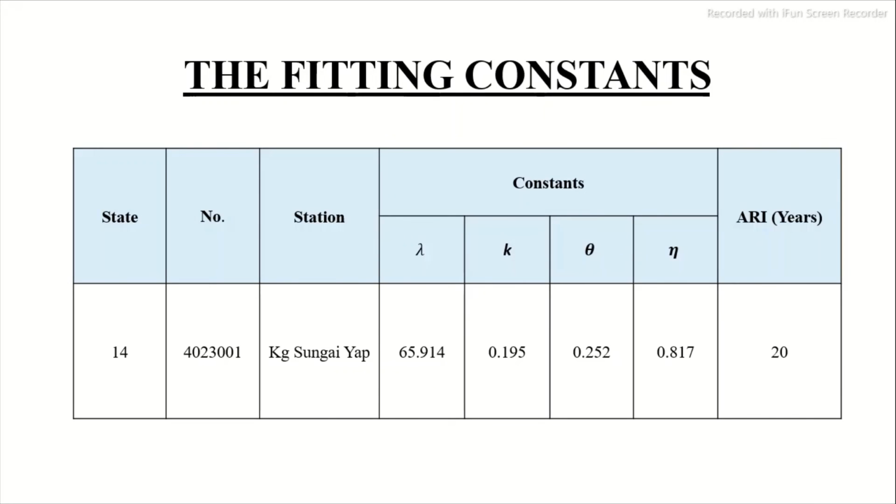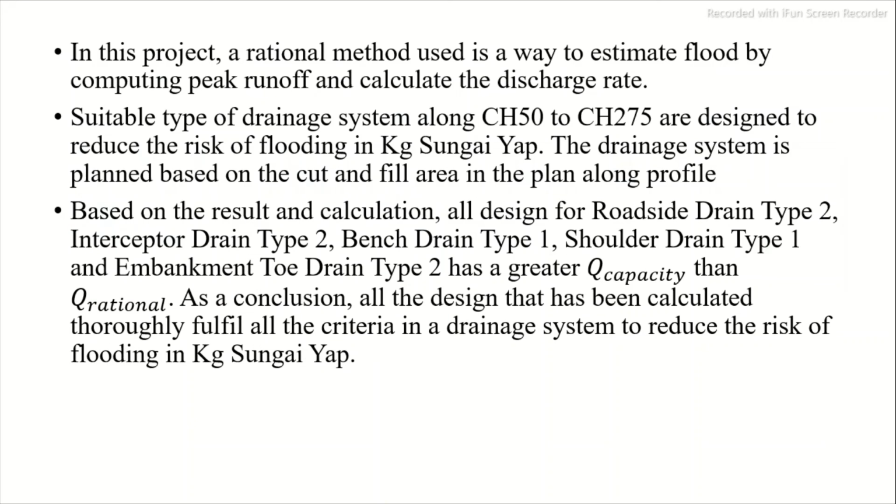The table shows the fitting constant that been used for the calculation. For the lambda, we use 65.914, for the k 0.95, for the theta 0.252 and n 0.817 for the average reference interval of 20 years. In this project, a rational method used is a way to estimate flood by computing peak runoff and calculate the discharge rate. Suitable type of drainage system along channel 50 to channel 275 are designed to reduce the risk of flooding in Kampung Sungai Yap.